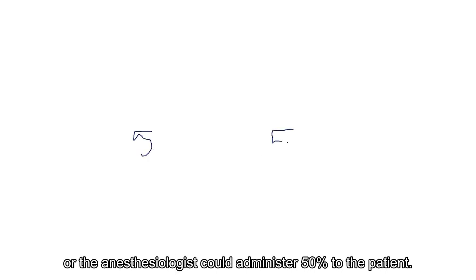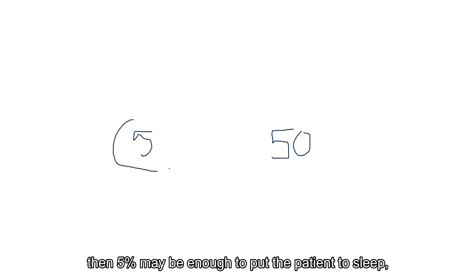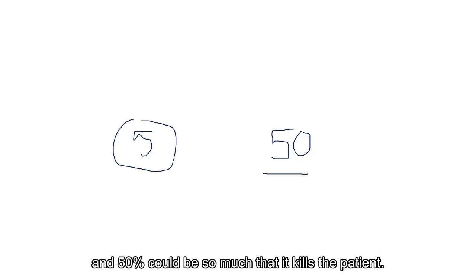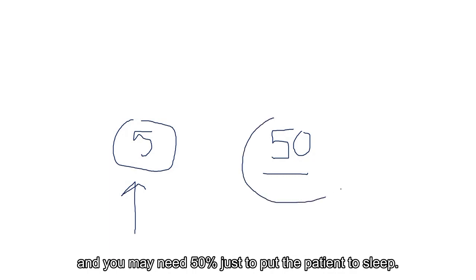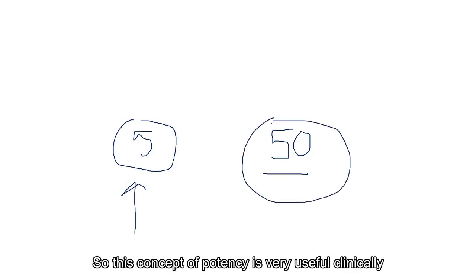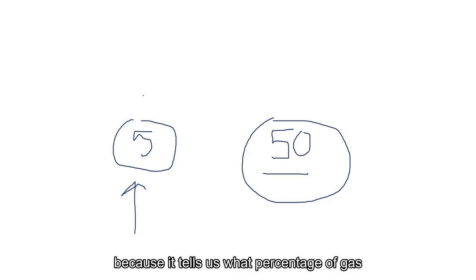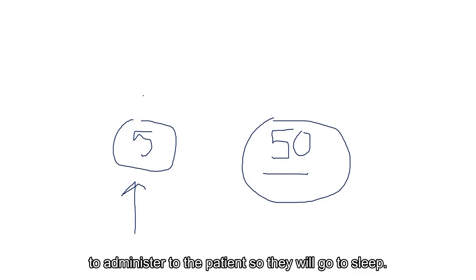So let's imagine an anesthesiologist is putting a patient to sleep for surgery. Anesthesiologists can control the concentration of gas that the patient inhales. So an anesthesiologist could administer 5% of an inhaled anesthetic to a patient, or the anesthesiologist could administer 50% to the patient. If the inhaled anesthetic is very potent, then 5% may be enough to put the patient to sleep, and 50% could be so much that it kills the patient. On the other hand, if the gaseous anesthetic is not very potent, then 5% may have no effect at all, and you may need 50% just to put the patient to sleep. So this concept of potency is very useful clinically because it tells us what percentage of gas to administer to the patient so they will go to sleep.